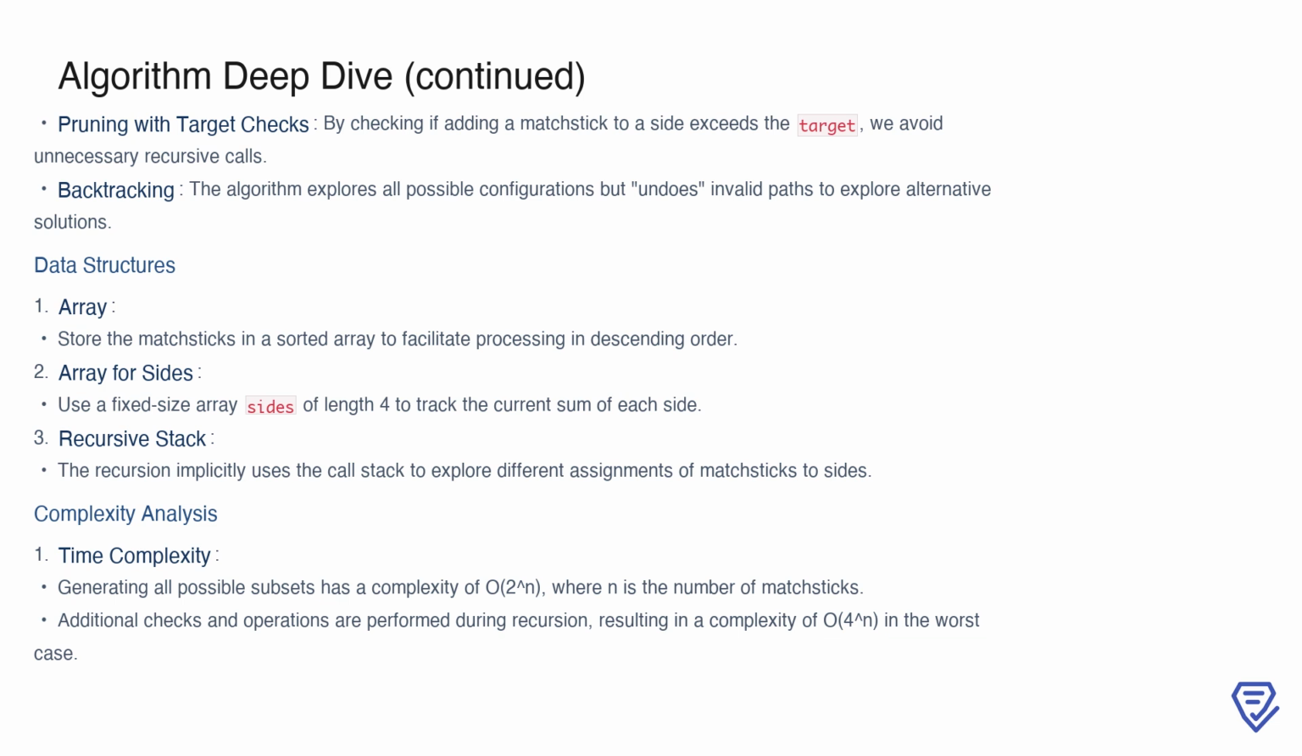When analyzing complexity, we note that generating all possible subsets has an exponential time complexity of O(2^n). However, since we are assigning matchsticks to 4 sides and performing checks during recursion, the worst-case complexity is O(4^n). This is the bottleneck in terms of time.